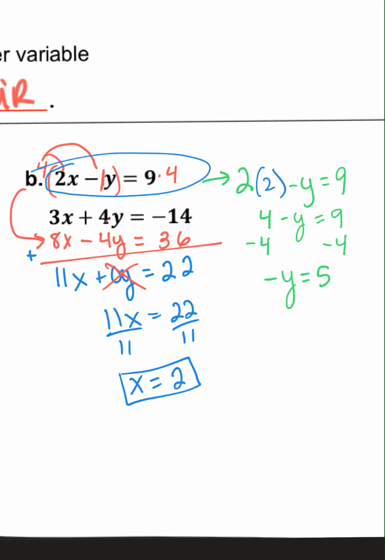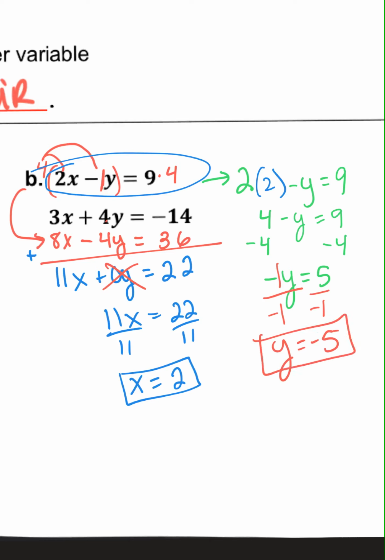Now here is where my students, or I see other students, say that they're done. They are not done. There is an invisible 1 in front of this y, so they need to get rid of the negative. So instead, they have one more step to do. We divide both sides by negative 1, and we get y equals negative 5.